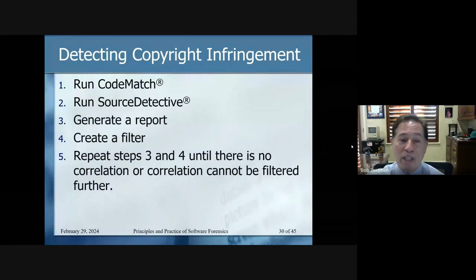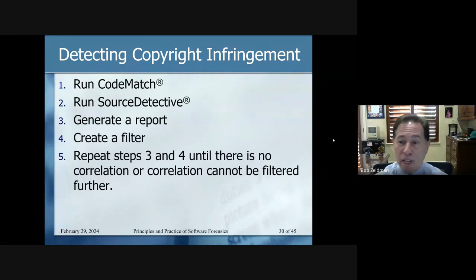What you need to do, the process involves running CodeMatch, then running Source Detective. Source Detective is another tool in CodeSuite that searches the internet. It uses the Microsoft Bing search engine to find out if any of the matching elements in both programs can be found on the internet. And then the user can decide to filter those out. So if it's a common programming term, or if it's third-party code or open source code, the expert using the tool will see that through Source Detective and then filter that out, and generate a report.